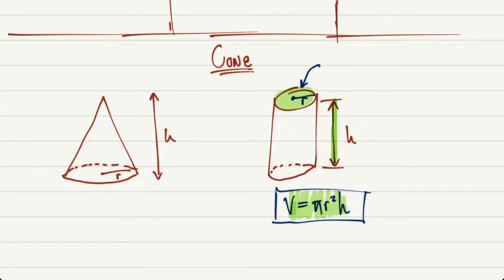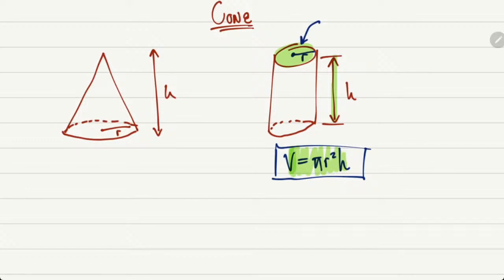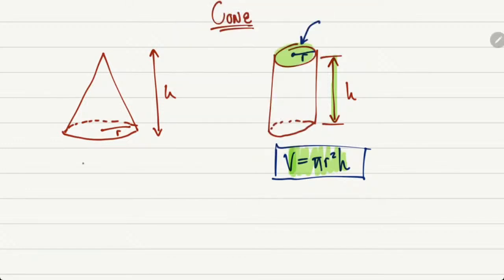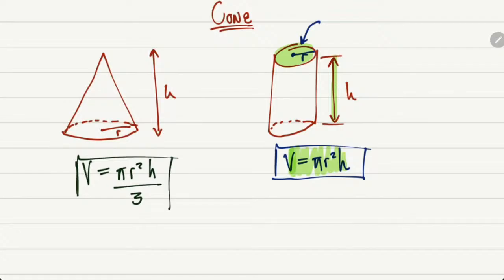You need the same formula now, but then you divide it by 3. So volume will be pi r squared h divided by 3 for a cone. It's just the volume of a cylinder divided by 3. Everybody, we are fine with that one, even if they say 1/3 is the same as saying divided by 3.